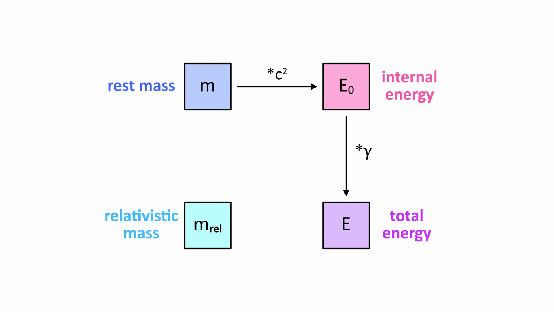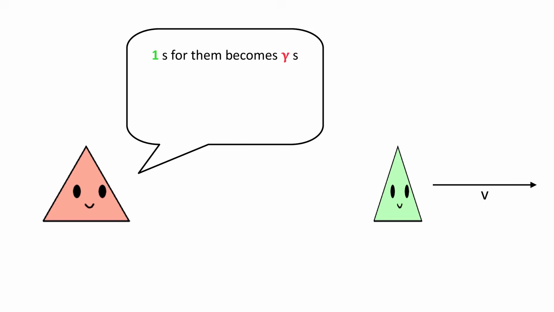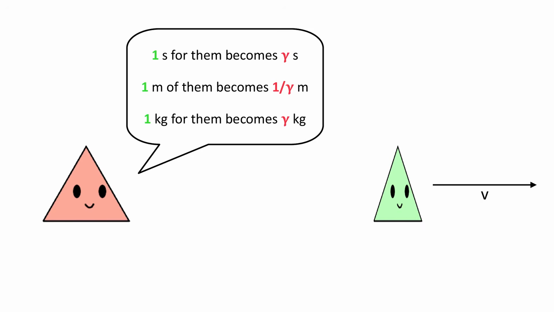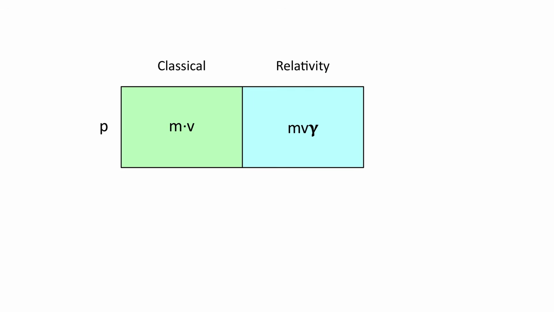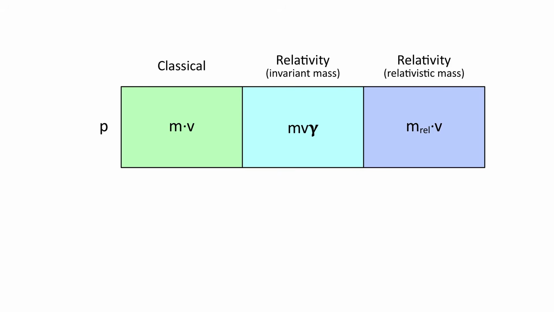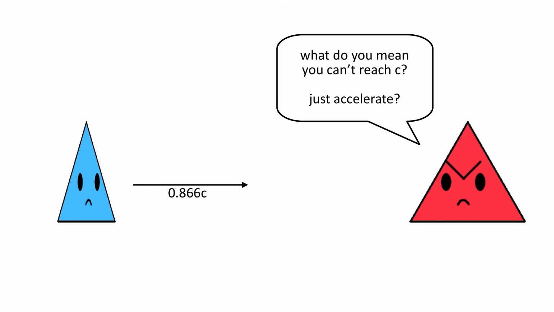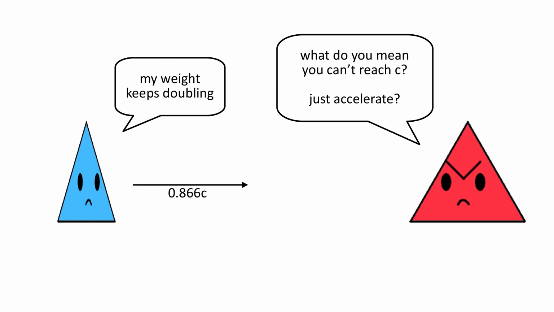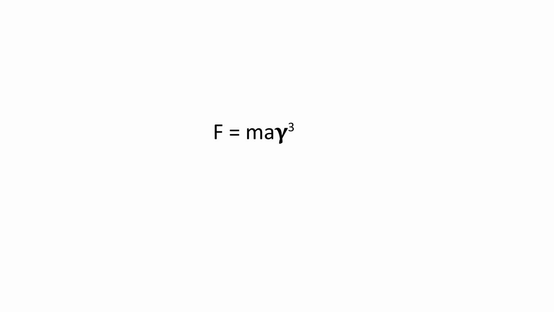It's denoted m_rel and equals rest mass times gamma. It essentially implies that mass undergoes a process analogous to time and space, mass dilation, where things get heavier as they approach c. If you use it, momentum is simply p equals m_rel times v, matching the classical formula. Relativistic mass helps intuitively explain why you can't go faster than c. As you approach it, mass increases, and it becomes harder to push. It also explains F equals ma gamma cubed from earlier.